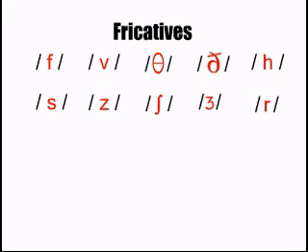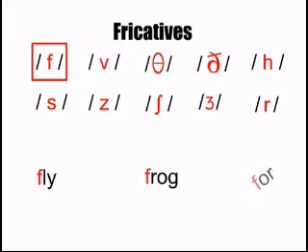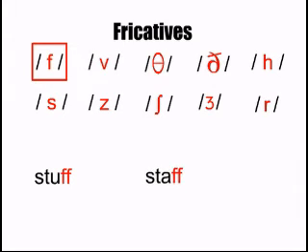F is a fricative. The vocal cords do not vibrate, so the sound is voiceless. It occurs initially as in fly, frog, for, medially as in lift, effort, and finally as in stuff, staff.